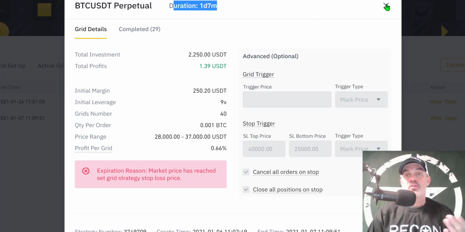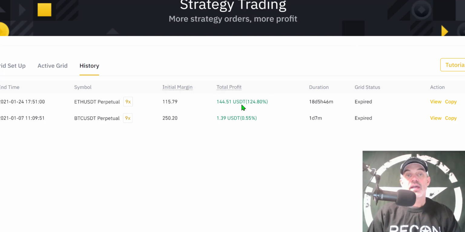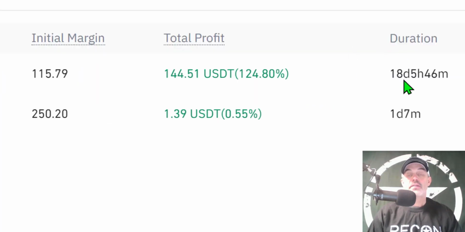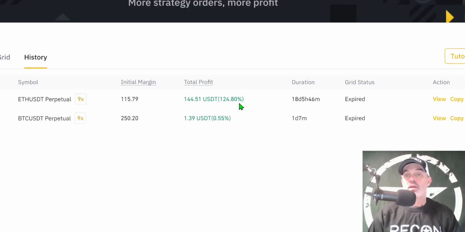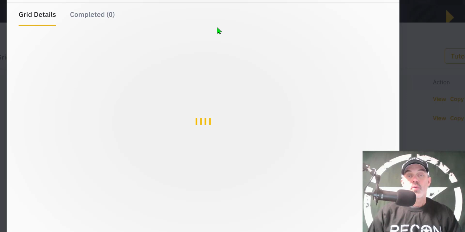So let's jump to the bot that actually saw some action, and that's my ETH USDT bot that I deployed on the same day, but it actually ran for 18 days. And during that 18-day time frame, it did capture a profit of 144 USDT, which came out to almost 125% profit. So that one actually performed extremely well. Now let's click on the view so we can check out the details.